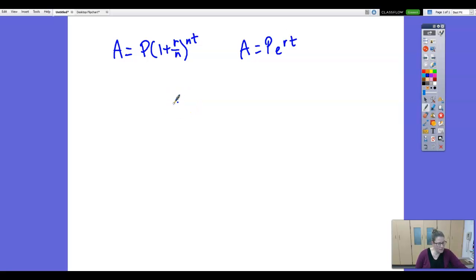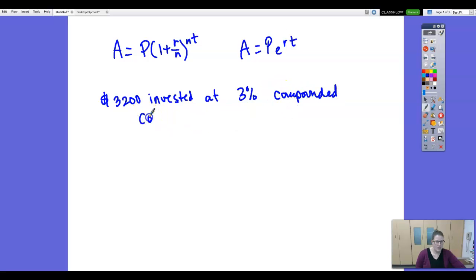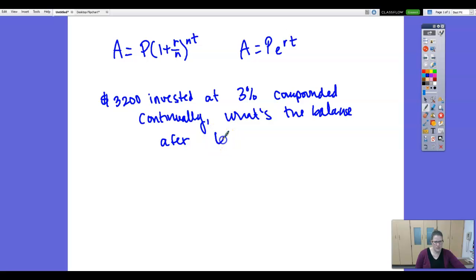Trying to find a good example on my paper here. If you have $3,200 and you invest it at 3%, compounded continually, what is the balance after, I can't spell, 6 years?